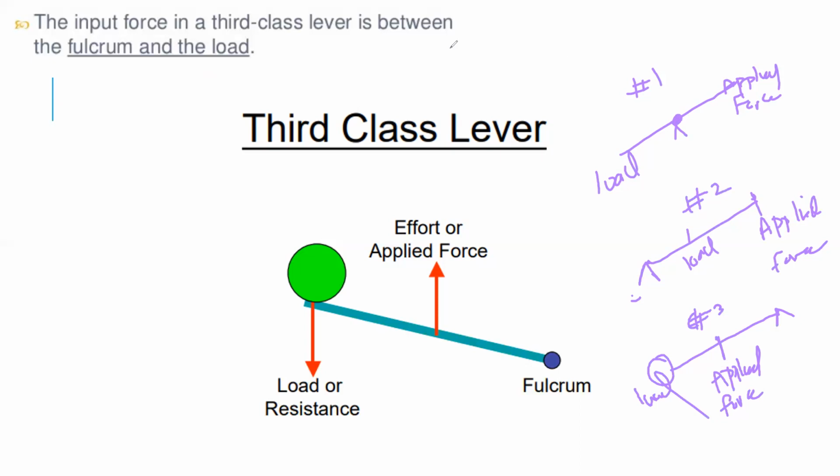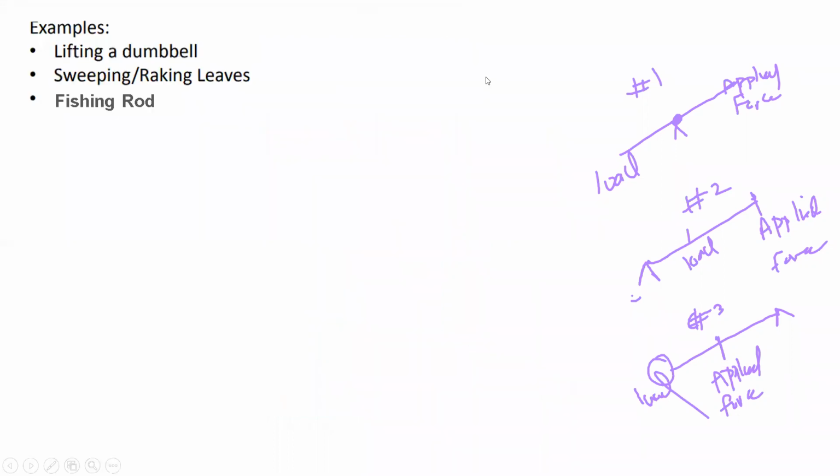Let's have an example here. Now, can you imagine what the mechanical advantage will be? Will it be equal to 1, greater than 1, or less than 1? Less than 1. It will be less than 1 because the load is not closer to the fulcrum. It's farther away from the fulcrum. So the mechanical advantage will be less than 1.